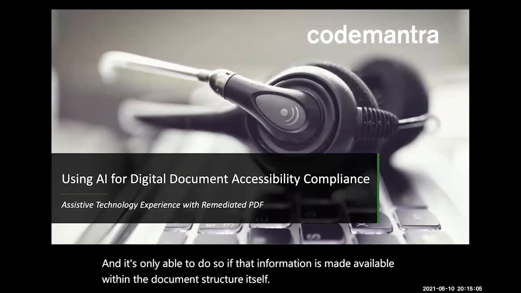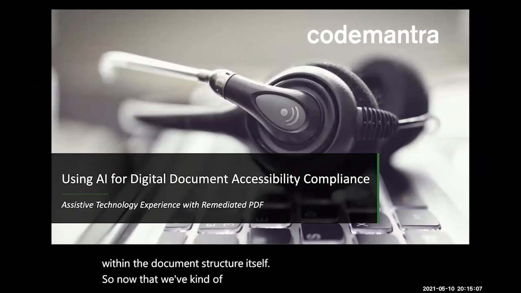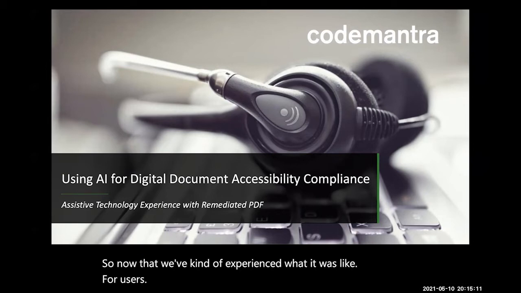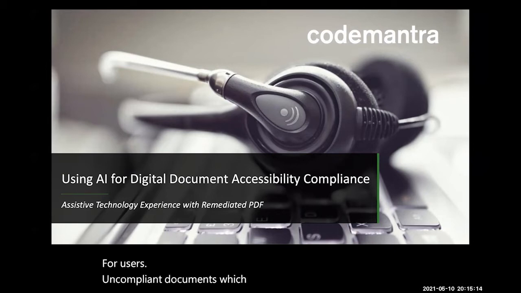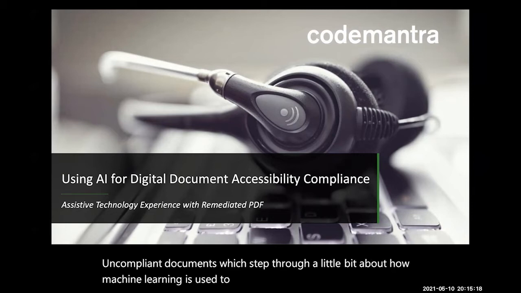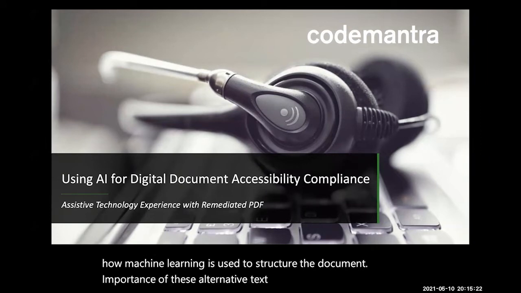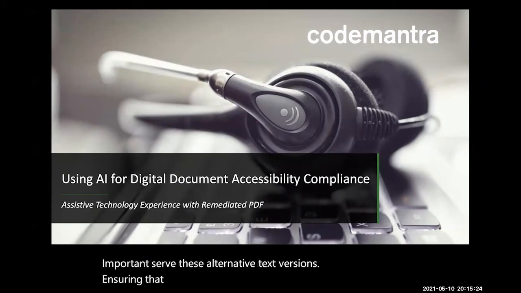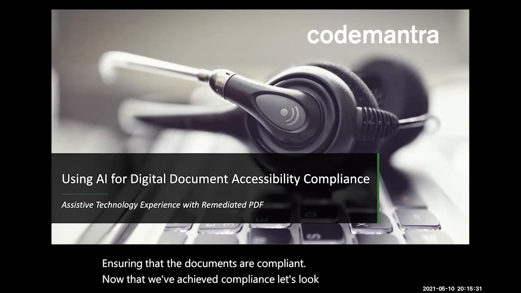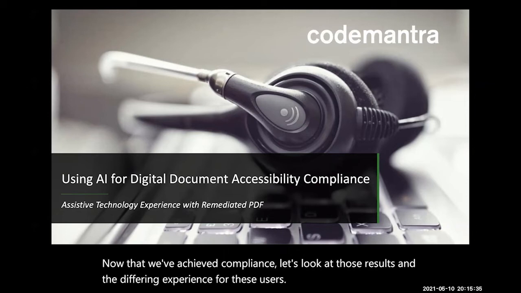So now that we've experienced what it was like for users with non-compliant documents, and we've stepped through a little bit of how machine learning was used to structure the document, the importance of these alternative text versions, and ensuring that the documents are compliant, now that we've achieved compliance, let's look at those results and the differing experience for these users now that they have a compliant document to work with.